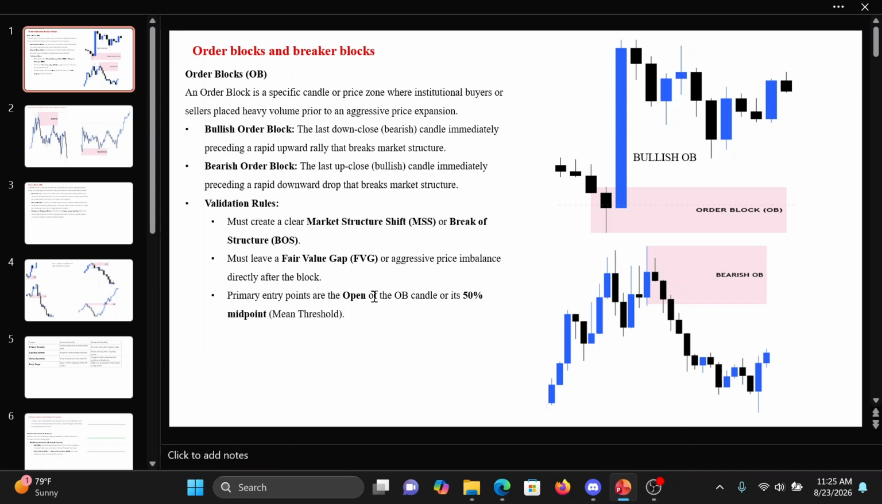So now let's look at the violation rules of this order block. An order block must create a clear market structure shift. For example, if you are bearish in this case here, we want to see price breaking up, breaking this high, putting in a market structure shift or break of structure to the upside. Same applies to this point here. If price has been bullish, you want to see price breaking this market structure, creating perhaps a market structure shift or a CISD to the downside.